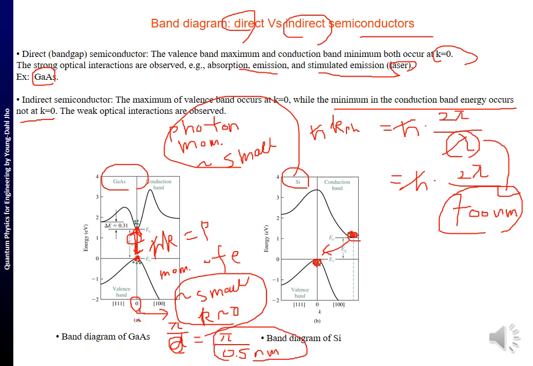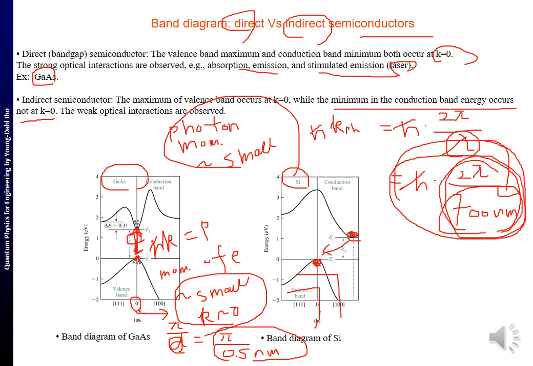Look at this one and this one. So photonic momentum is said to be extremely small. Look at this. Yeah, extremely small. If you compare this one and this one, this one is much larger in terms of K value. So now we know that photonic momentum is considered to be very small compared to the electronic momentum.